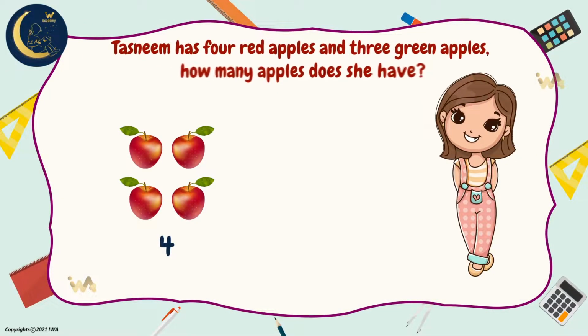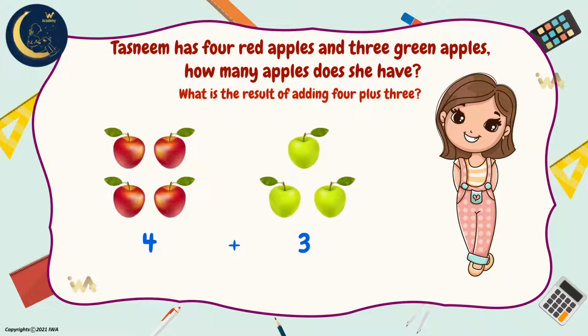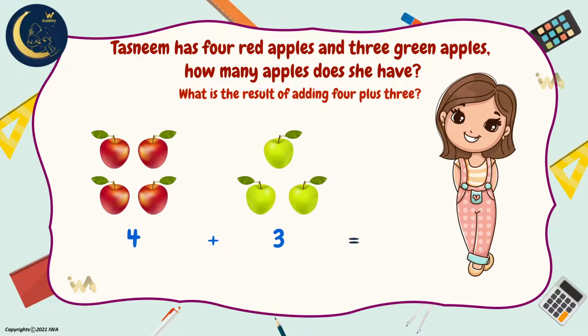Tasneem has 4 red apples and 3 green apples. How many apples does she have? How do we know? Well done, we use the addition. So, what is the result of adding 4 plus 3? 7. Excellent. Is 7 an even number or an odd number?